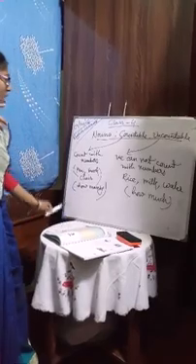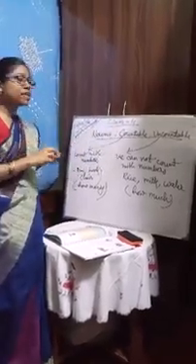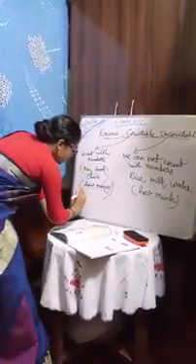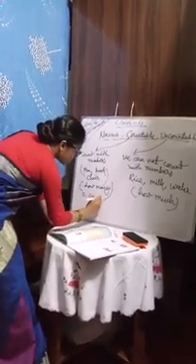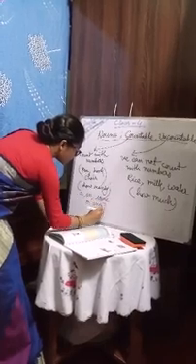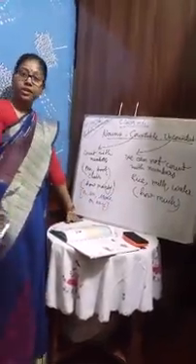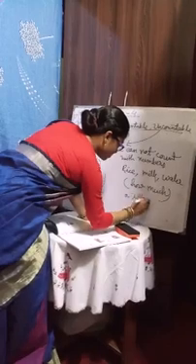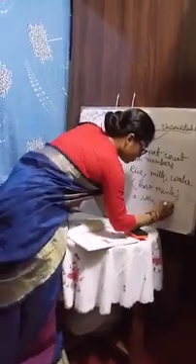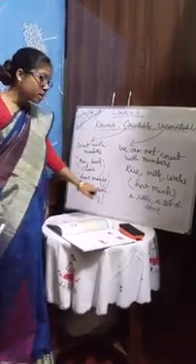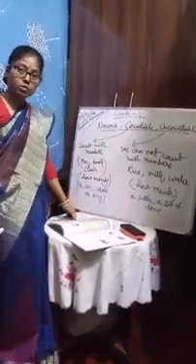Now for countable we can use a, some, any. If these words are there, a and some or any, then it is related with countable. Clear? Here a lot of, some. Here some is used for the quantity. Then it is uncountable. Clear?